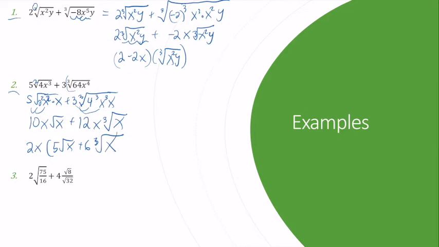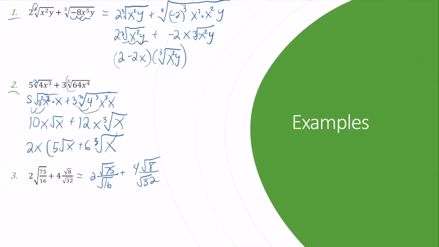For our last example, we need to remember that I am taking the square root of a radical, which means I take the square root of the numerator and the square root of the denominator. So I have 2 square root of 75 over the square root of 16 plus 4 square root of 8 over the square root of 32.